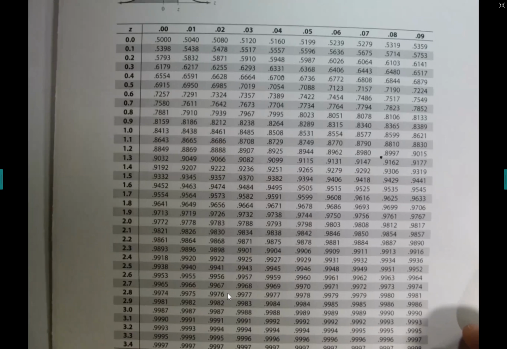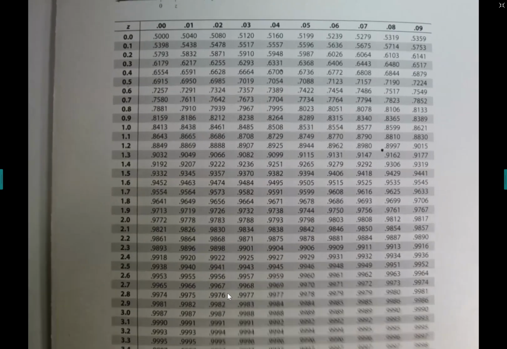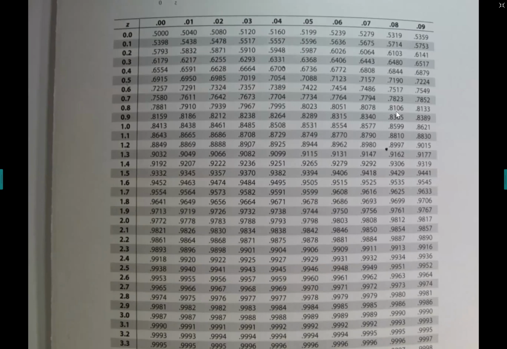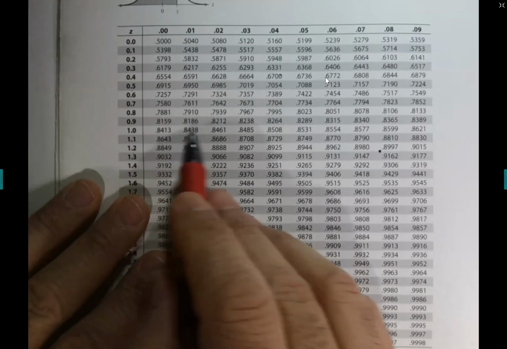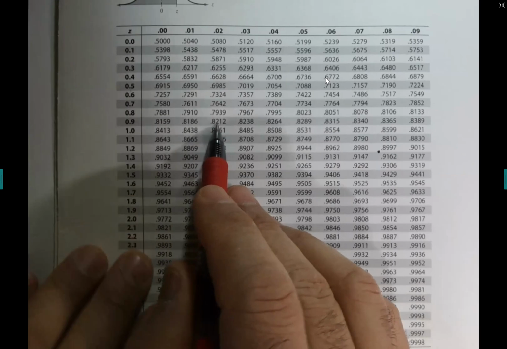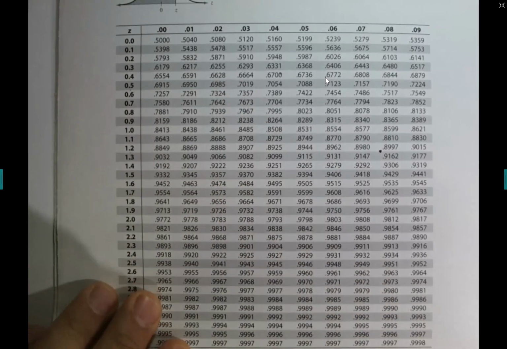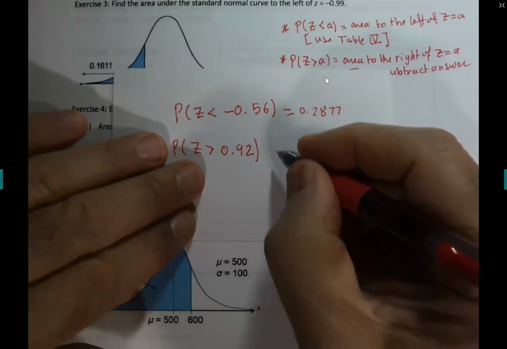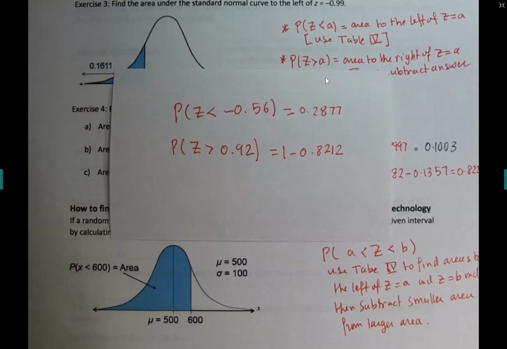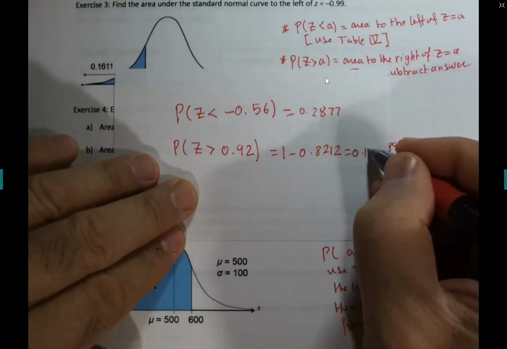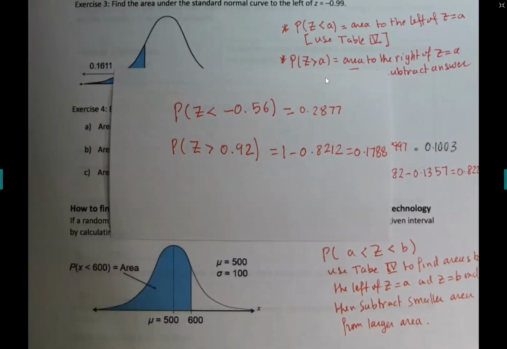There you go. Just to give you a good feel about using the table, guys. It's not difficult. 0.92, 0.8212. So 92. And what are you gonna do with the 0.8212? Subtract it from 1. Exactly. So it's gonna be 0.1788. Next one, last one.